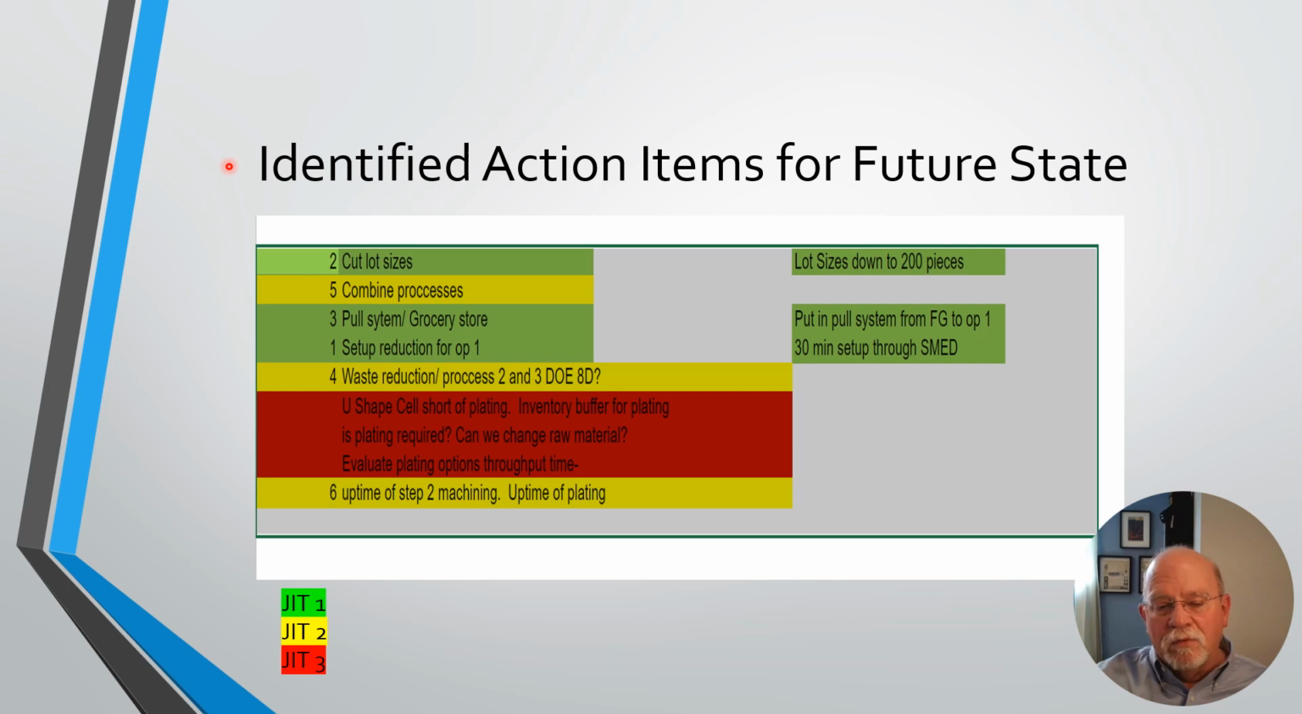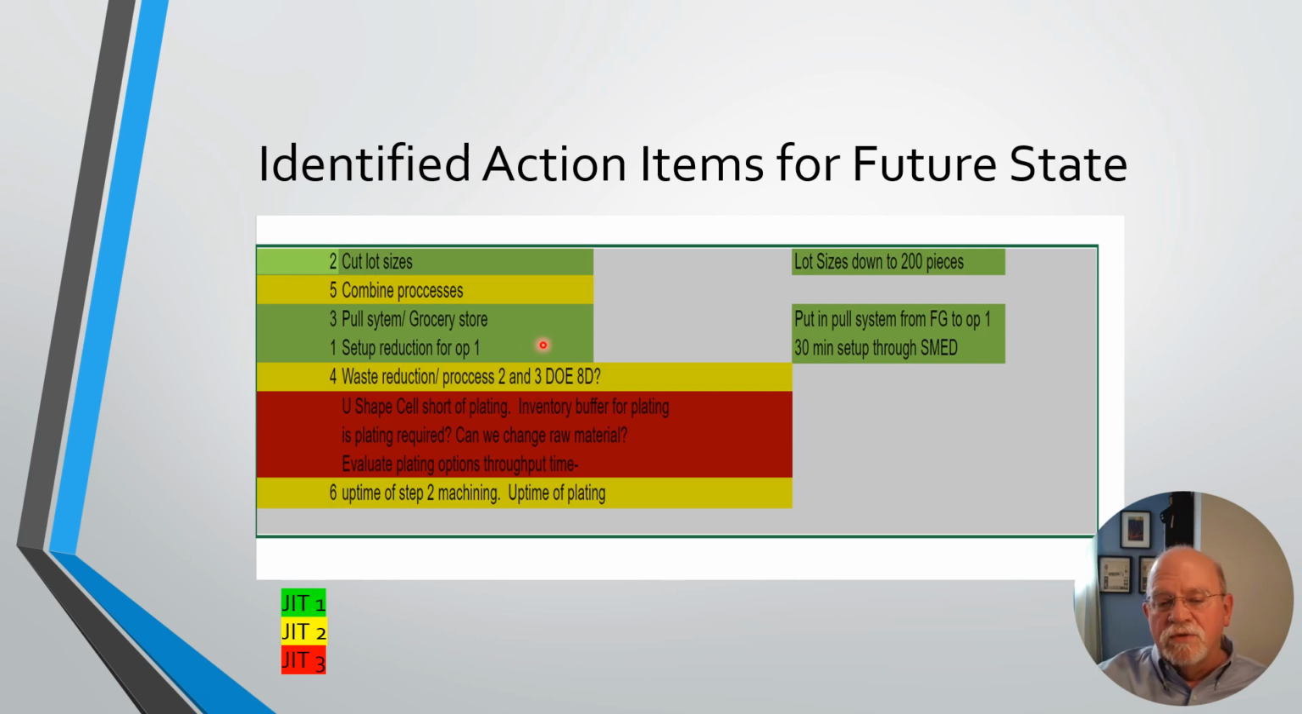In this particular operation, we identified 3 phases of improvements, and we'll call phase 1 JIT 1 or just in time 1. Then that's green, the yellow is JIT 2, phase 2, and the red is JIT 3, phase 3. If we focus strictly on phase 1, the first identified opportunity is to reduce the setup on operation 1, which is a machining operation. If you recall, it currently takes 8 hours to set up a machine.